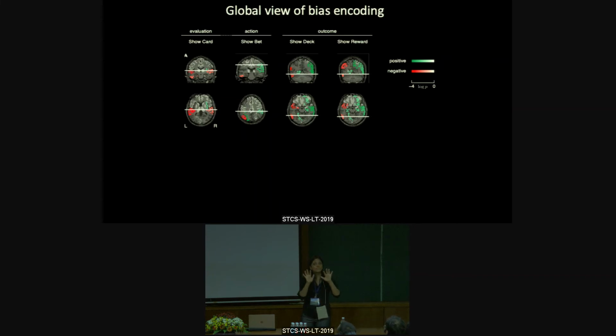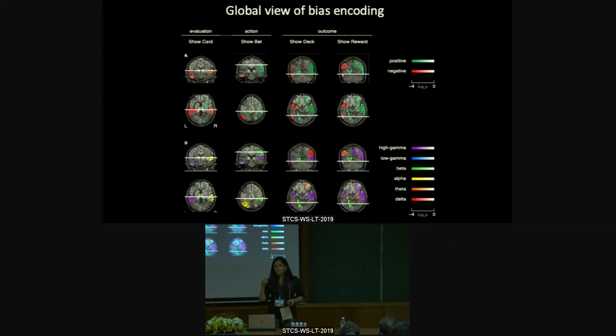Somebody's saying there seems to be some lateralization going on, that most of the time, the left side of the brain, if it's encoding bias, is negatively correlated, which means that the activity is high when your bias is low. And the other one is high activity when your bias is high. What's the frequency band at which this is happening?